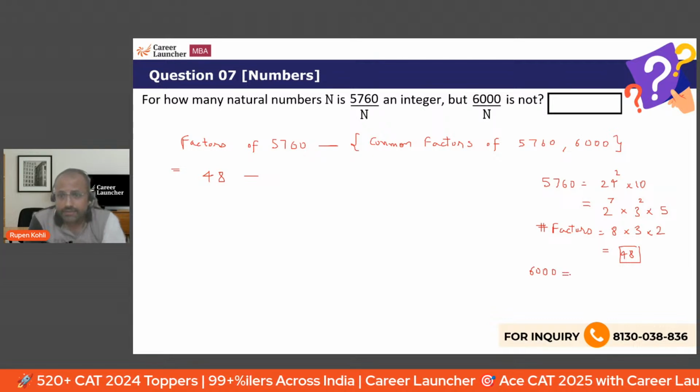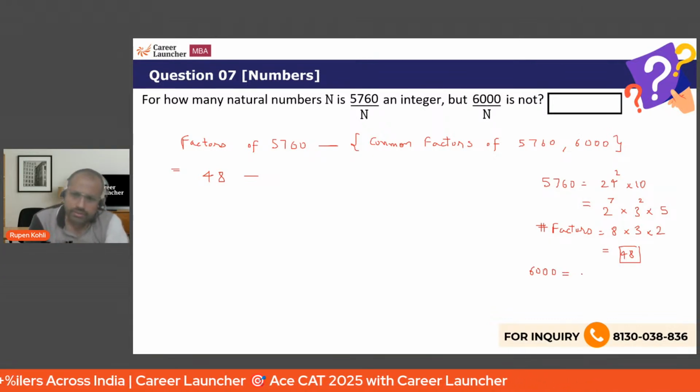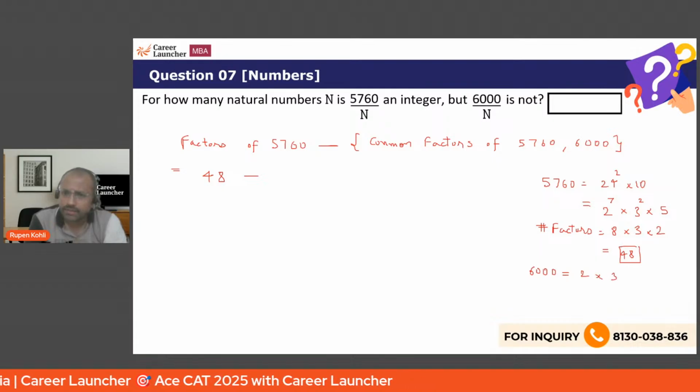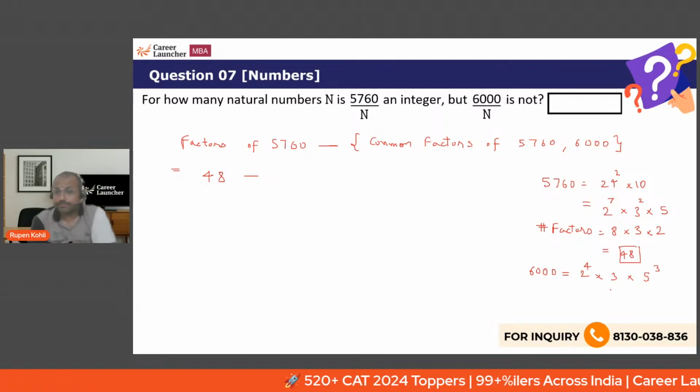For that, we need to prime factorize 6,000. 6,000 is 6 into 1,000. 6 is 2 into 3. 1,000 is 2 cube into 5 cube. So another 3 powers of 2 and 5 cube. So that is what 6,000 is.